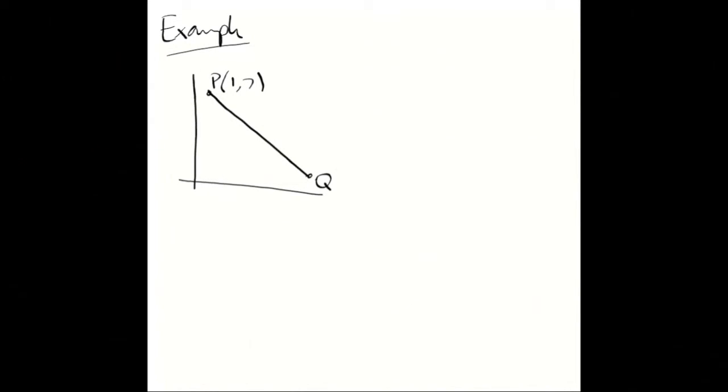We'll look at an example that uses some of these ideas. So we've got our line, this one's got a negative gradient here. We've got two endpoints, P and Q. P has coordinates 1, 7, Q has coordinates 10, 3. M is the midpoint. What we're asked to do is find the gradient of PQ.